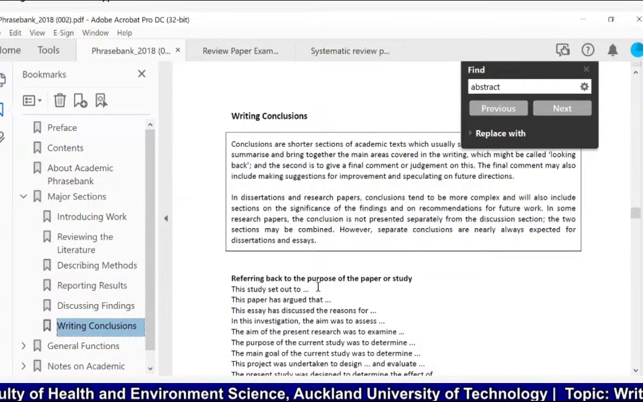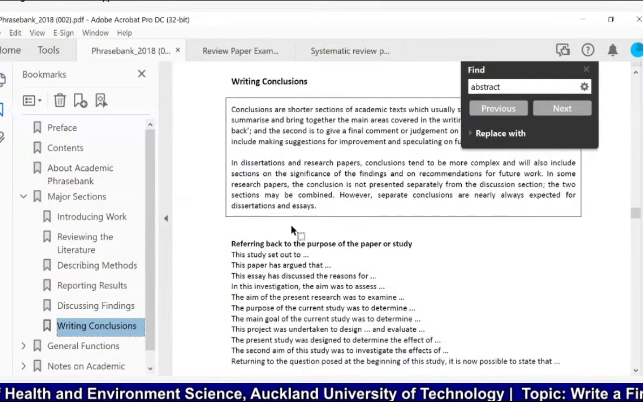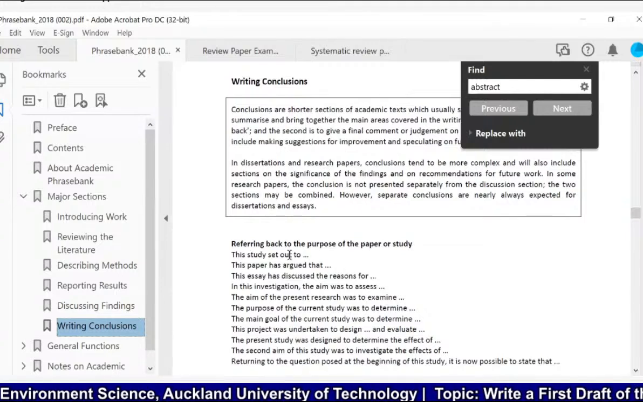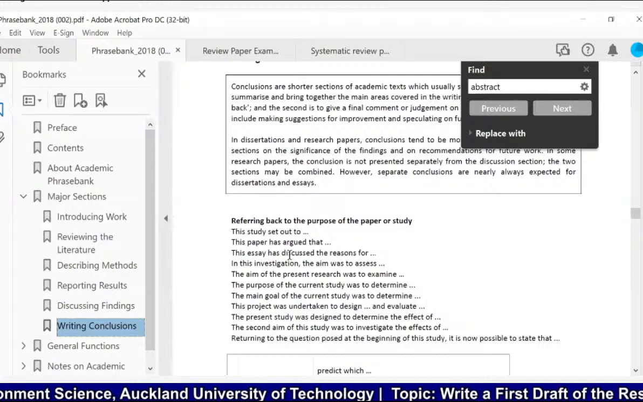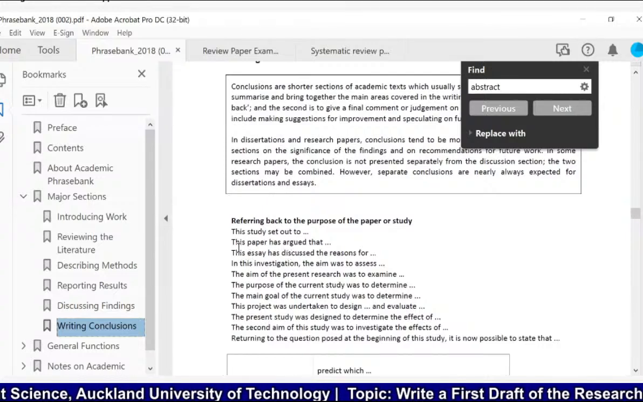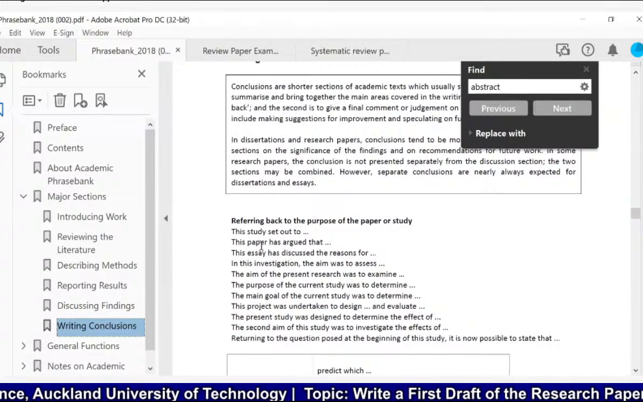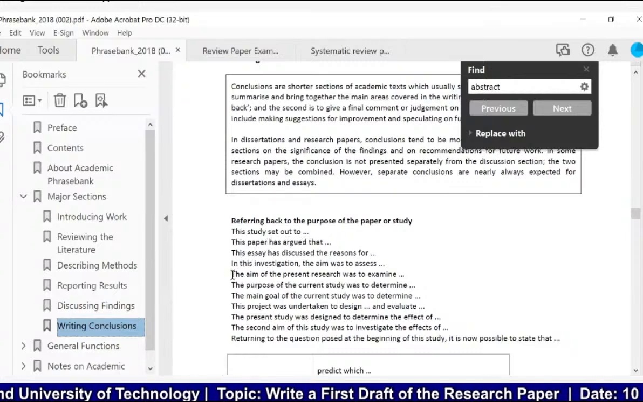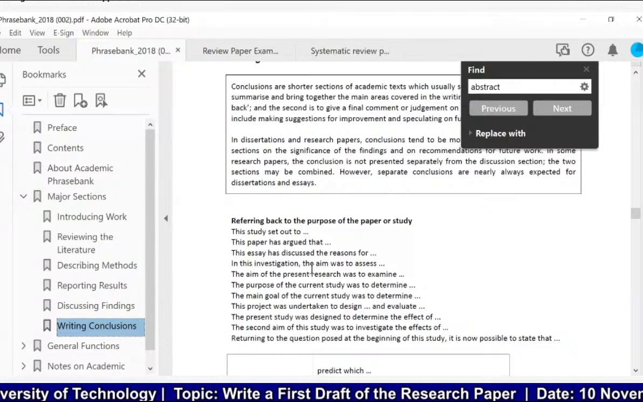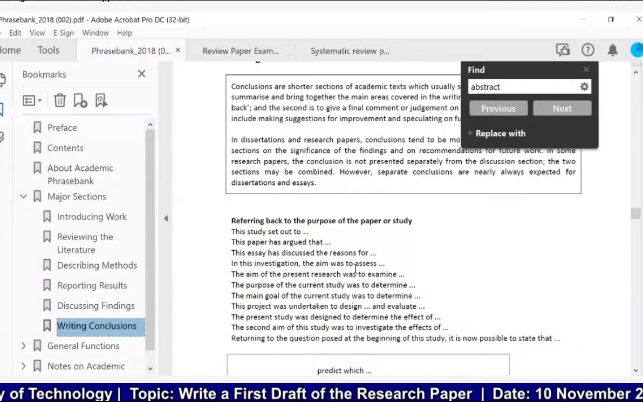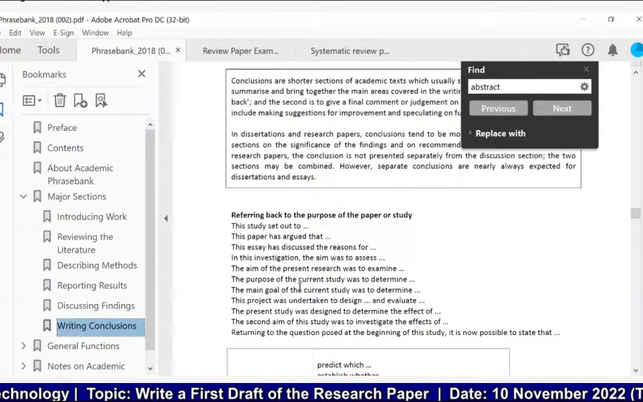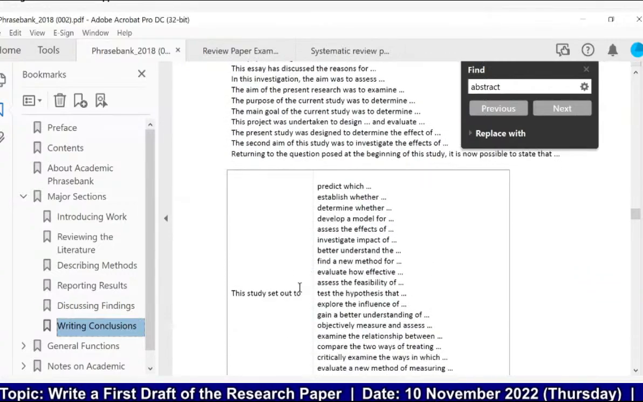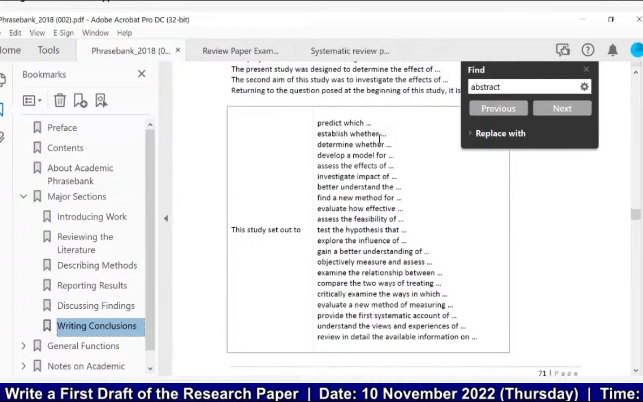Look at this. It tells you what conclusions are, and then it tells you what you should include in the conclusion. So you can see the first sentence is your objective. This study set out to, or in this investigation, the aim was to assess. So always start with your objective. And if you have a second aim, and then the different phrases.